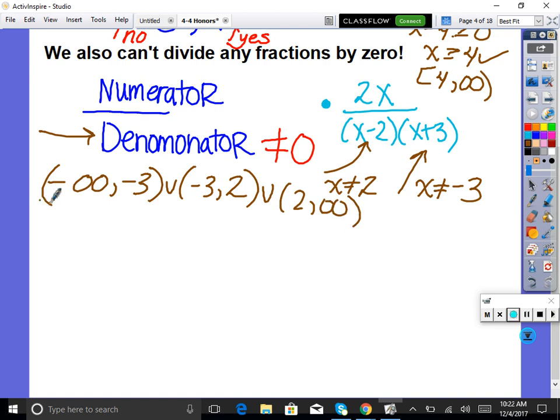Now look, it kind of connects. Perfect. So it just depends on how they ask you to write it. So it just depends. Okay. Let's begin.